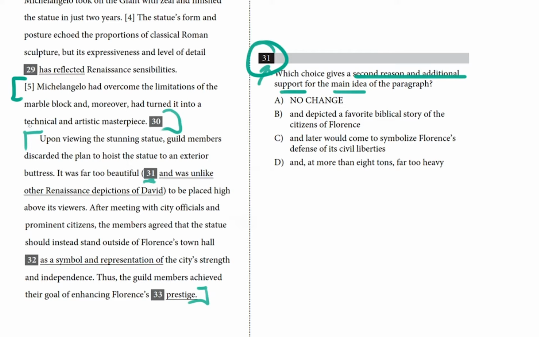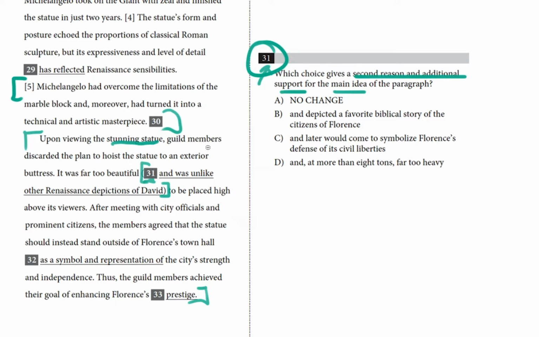Upon viewing the stunning statue, so we know it really is gorgeous, guild members discarded the idea to hoist the statue to an exterior buttress. They decided not to lift it up to the exterior of a building. It was far too beautiful, and I'm going to skip this underline because it's one of our choices, and I don't want to be influenced by it. It was far too beautiful, that's reason 1, to be placed high above its viewers.